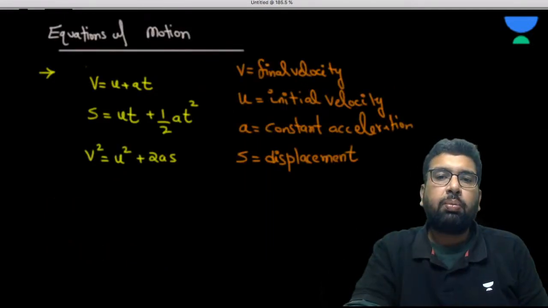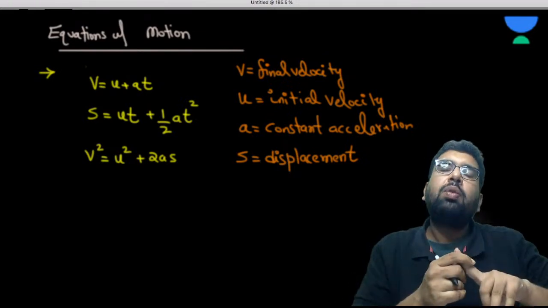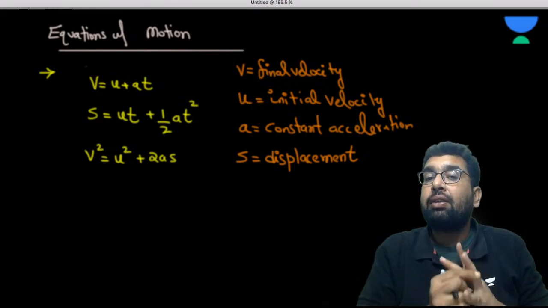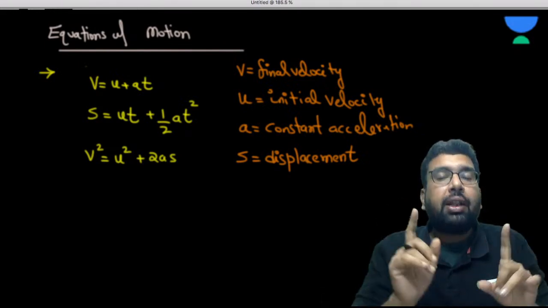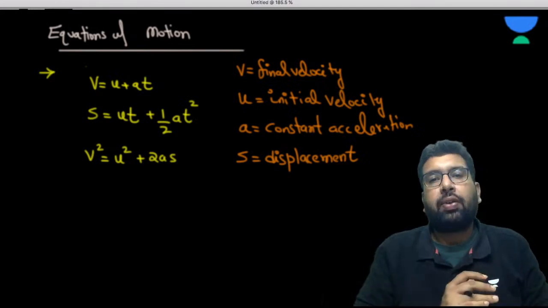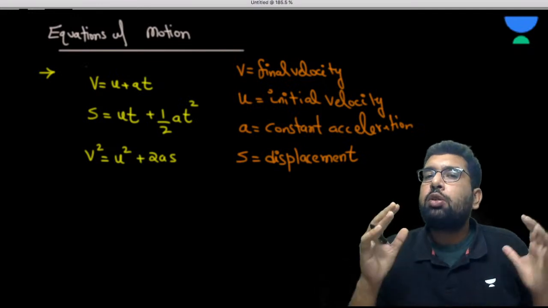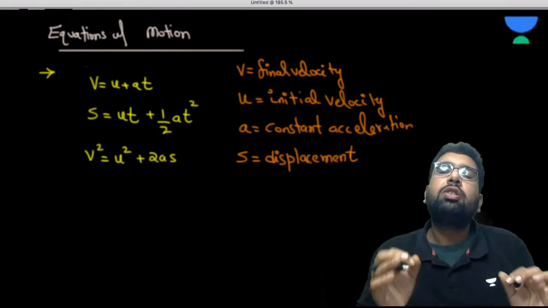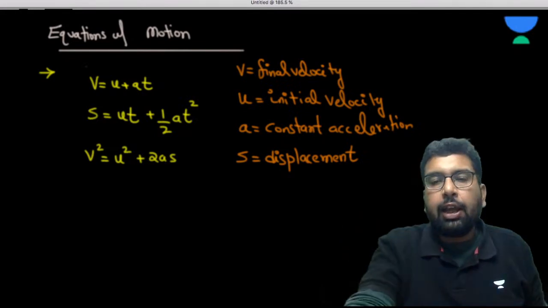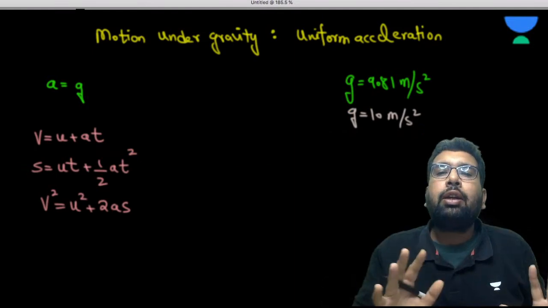So here, equations of motion. A few things to take care of. Here v is the final velocity, u is the initial velocity, a is the acceleration, and remember one thing, that these equations are only applicable under constant acceleration. And s is the displacement, that is the shortest distance between the initial position and the final position. Understood, Bila? Okay. Now, motion under gravity, it is nothing new.